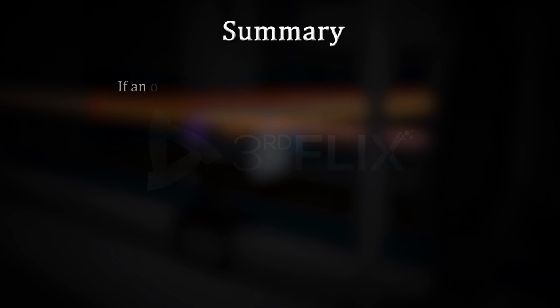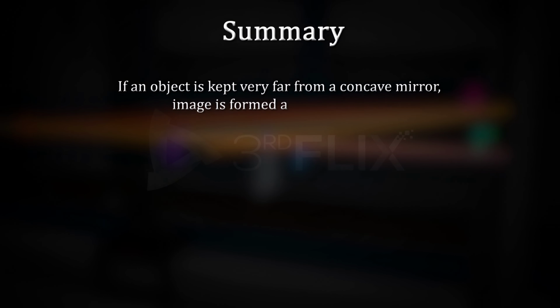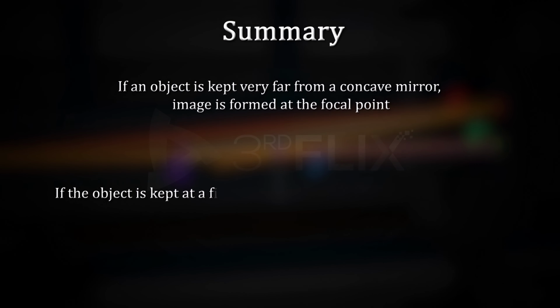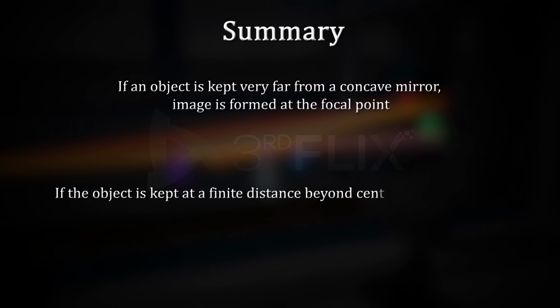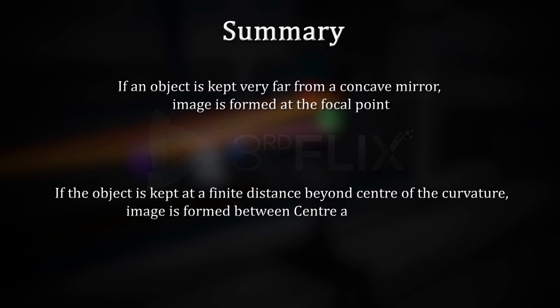Summary. If an object is kept very far from a concave mirror, the image is formed at the focal point. If the object is kept at a finite distance beyond the center of curvature, the image is formed between the center and the focal point.